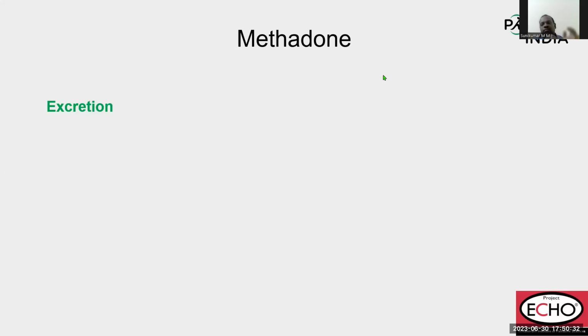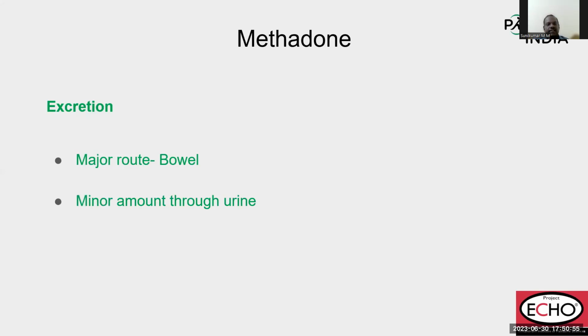So morphine is excreted mainly by the renal route, and that's why it is not a suitable medication when the patient has chronic kidney disease. But methadone is mainly excreted through the bowel. Okay. So methadone can be used safely in patients who have CKD. If the patient has CKD, then probably you can use methadone.